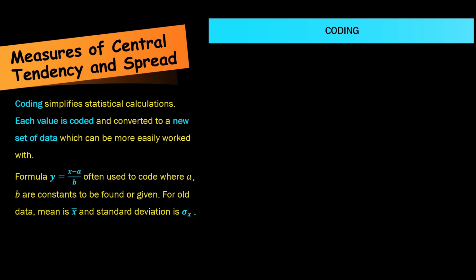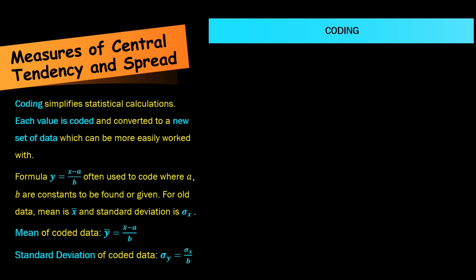For all data, the mean is x bar and the standard deviation is sigma x. The mean of the coded data is y bar, which equals x bar minus a all over b. And the standard deviation of coded data is sigma y equals sigma x over b.